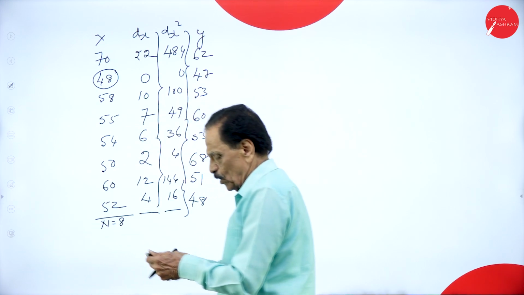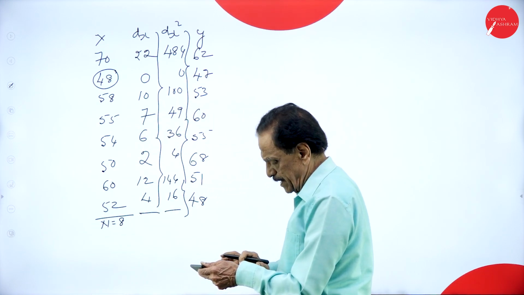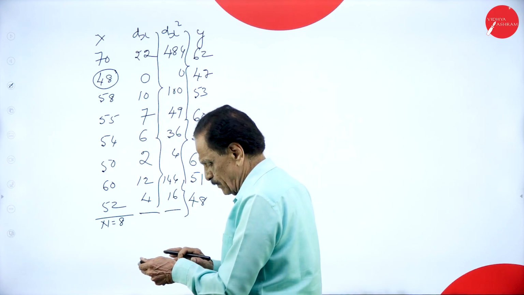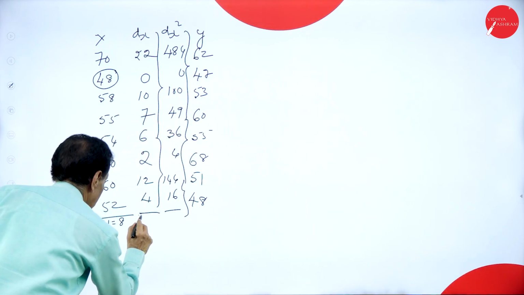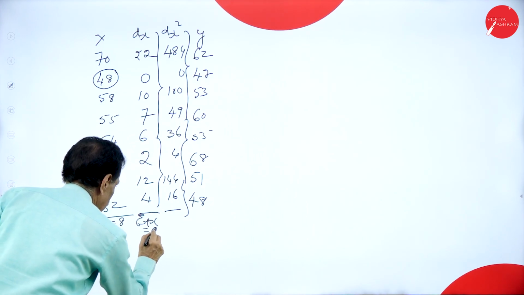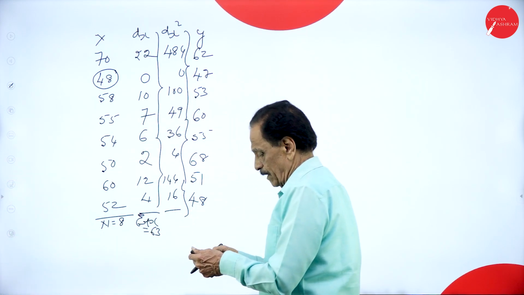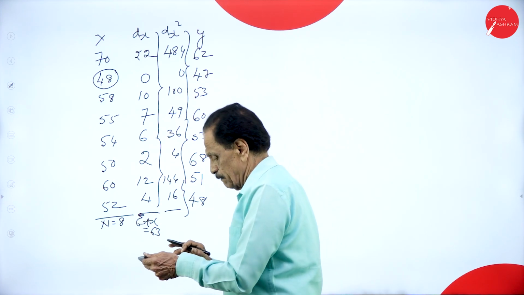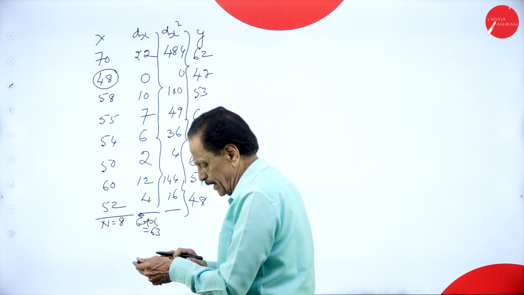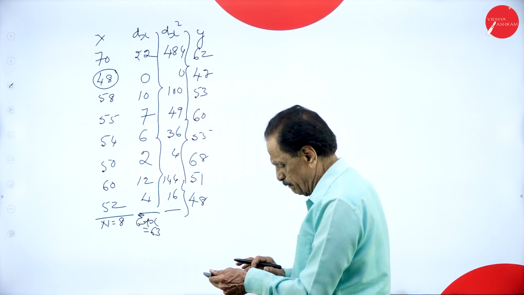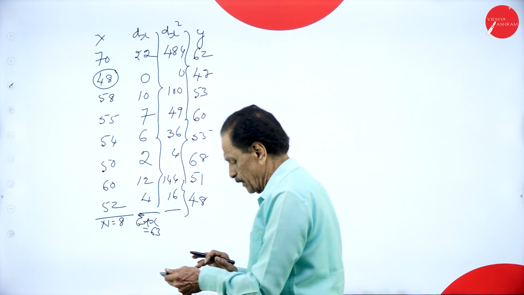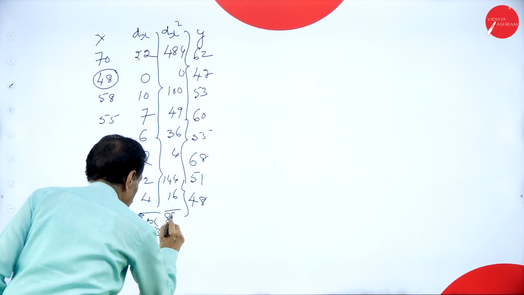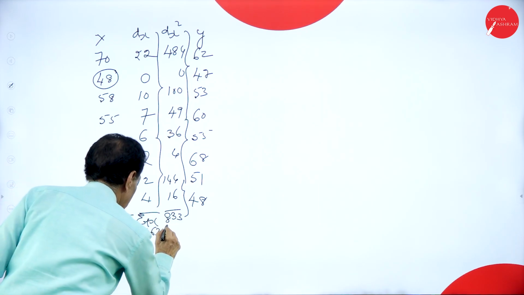Add the figures. What is dx? 22 plus 10 plus 7 plus 6 plus 2 plus 12 plus 4 is 63, sigma dx. Add the figures: 484 plus 100 plus 49 plus 36 plus 4 plus 144 plus 16 is 833. This is sigma dx square.